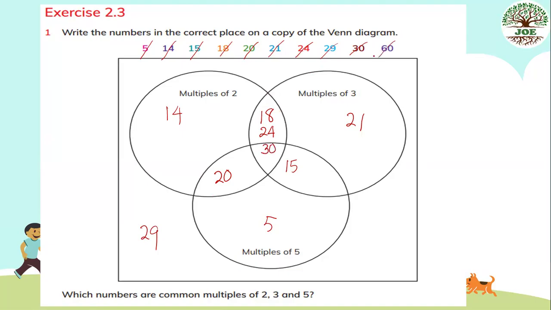And again, 60 is a multiple of 30. So it is 2, 3, and 5. So 60 is also here in the middle. So our answer is: which numbers are common multiples of 2, 3, and 5? The common multiples for all of them must be in this region. Okay, our answer is 30 and 60 are common multiples of 2, 3, and 5.